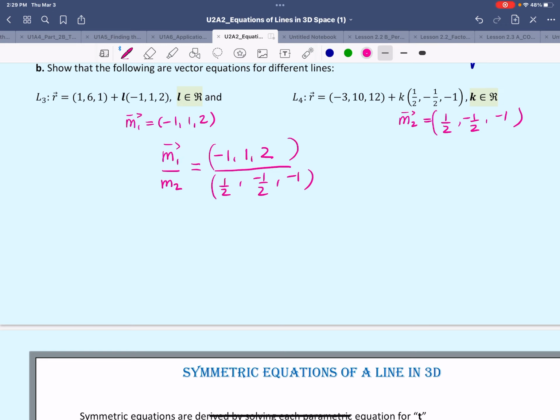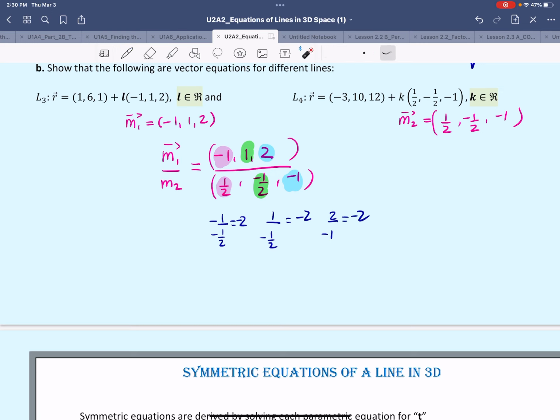So again, the same strategy. We can compare the x's and then the y's and then the z's. So we'll just find the ratios. So that would be -1 over 1/2, which equals -2. Next, 1 over -1/2. By the way, that's -2. And 2 over -1 is also -2.